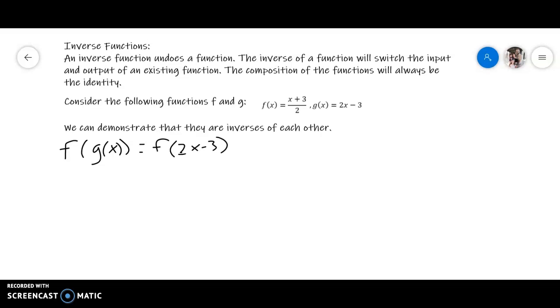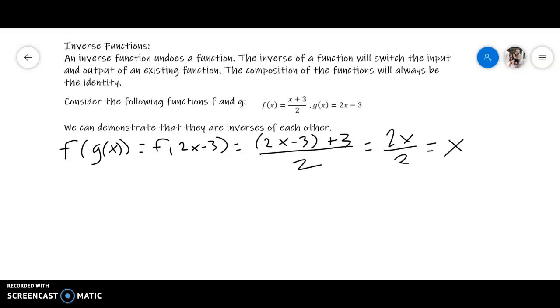Now, if my function is f of x, that means that wherever I have my input x in f of x, I'm going to replace that with 2x minus 3. So instead of (x plus 3) over 2, it's going to be (2x minus 3 plus 3) over 2. Now looking at this, how would I simplify? Well, I can drop the parentheses and add. That would be 2x divided by 2. In other words, it would be x.